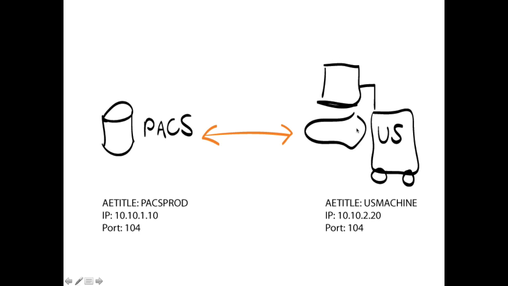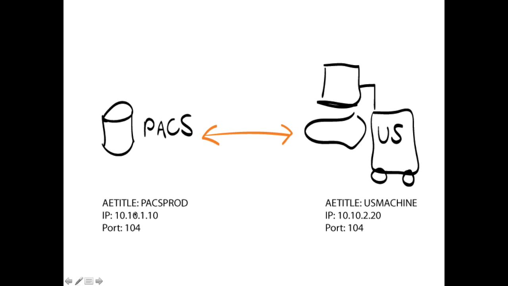So the ultrasound machine has all of the images now, but we need to transfer those into the PACS. And the basics of any DICOM operation are 3 things that each side needs to know about each other. They need to know the sending AE title, which for the ultrasound machine is US machine. Its IP address is indicated here, and the port it's going to use is 104, which is the standard DICOM port.